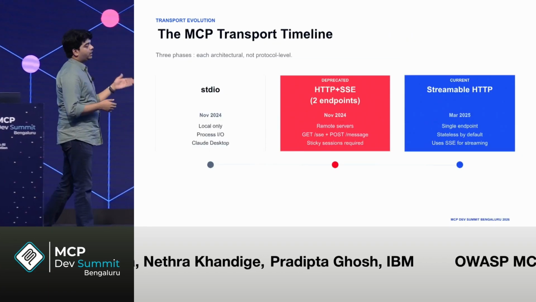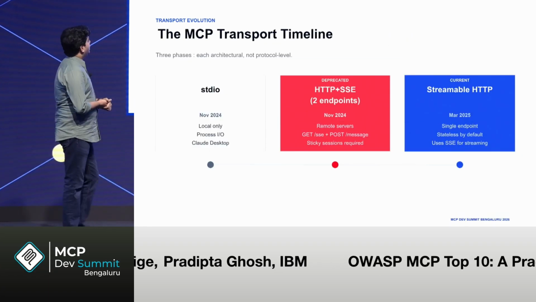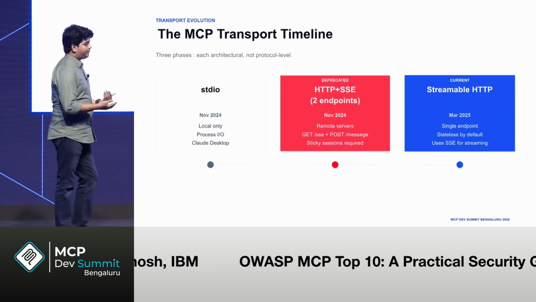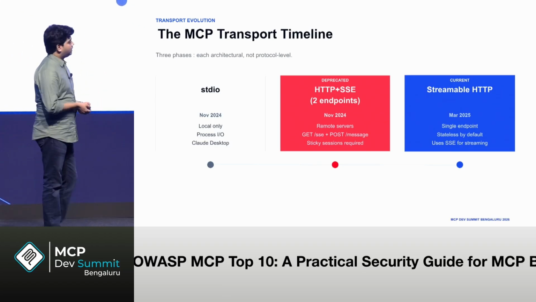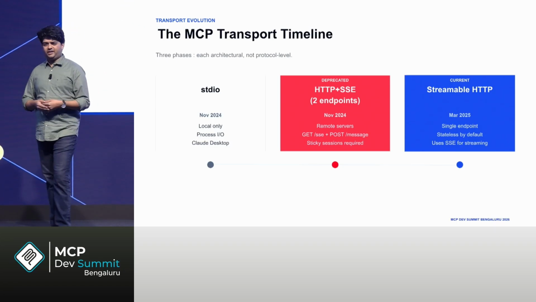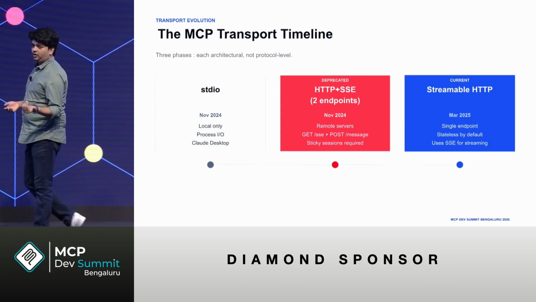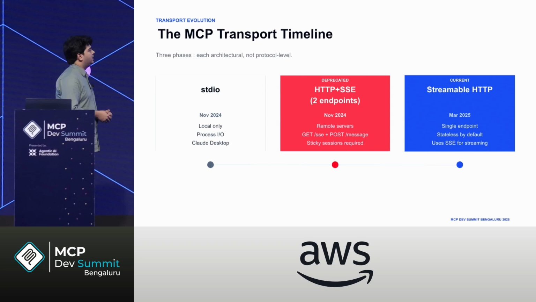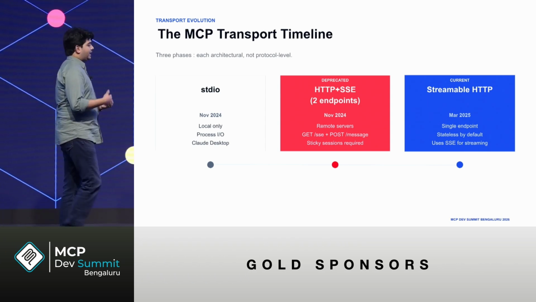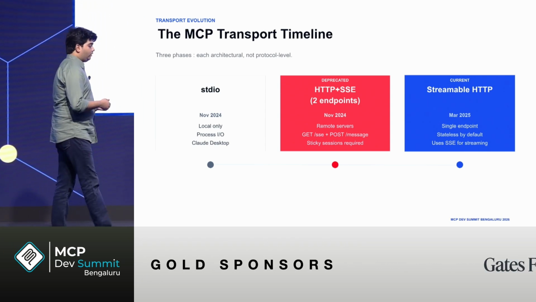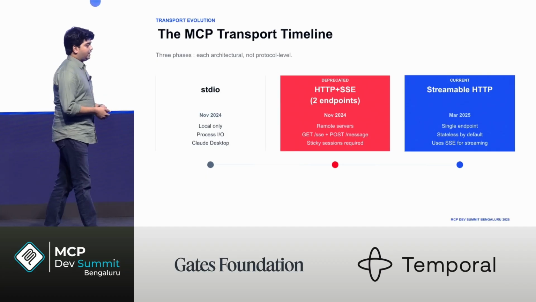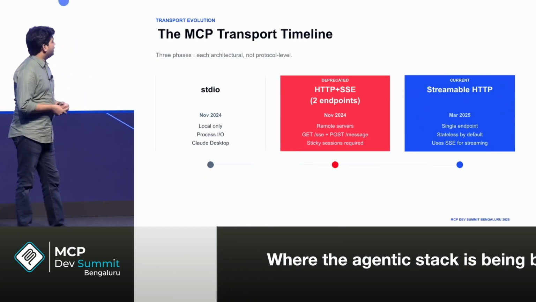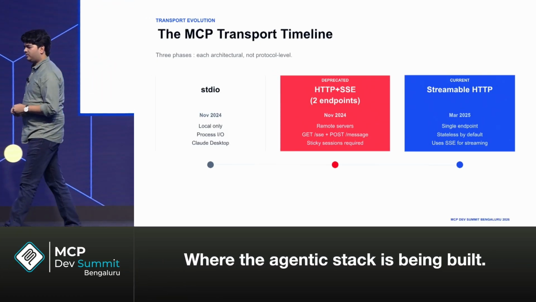This is the actual architectural shift that happened. When MCP was launched in November 2024, stdio was used to process input and output locally. Claude Desktop still works fine with it, and locally, if you're building something. The HTTP plus SSE architecture came in at the same time as stdio, but it's no longer required because we got something better.